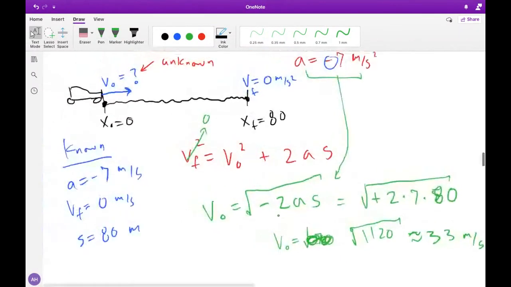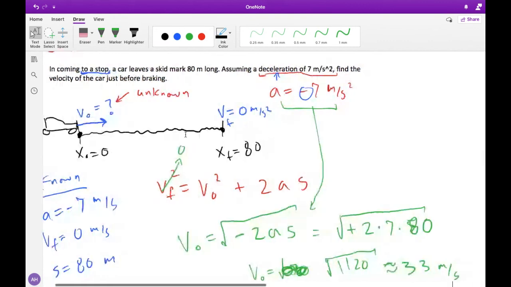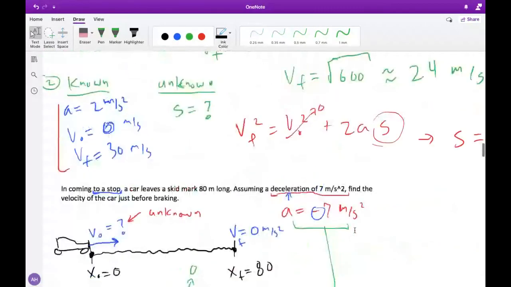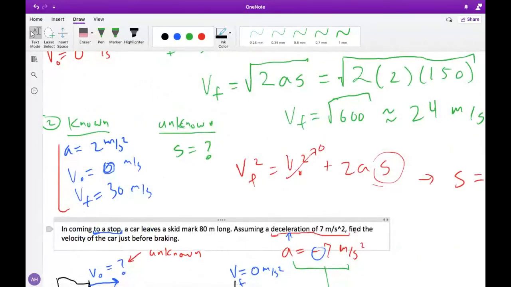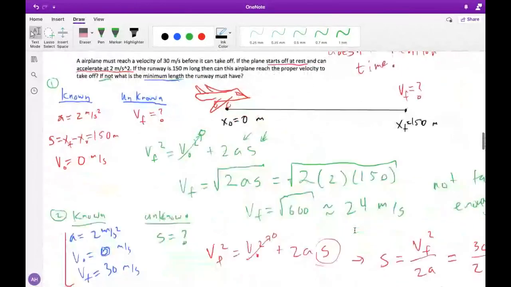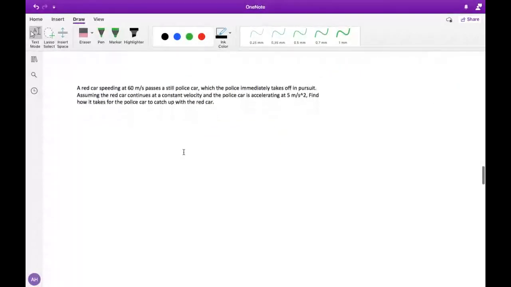So we can see, based off of just a skid mark that was left on the ground, and also knowing the deceleration, which is -7, we were able to calculate how fast this car was initially going when it started braking, which was 33 meters per second. All right, so the time is 10:08 now, so I'm going to start speeding up a little bit, but hopefully you get the idea and the process of how these kinematic equations work.